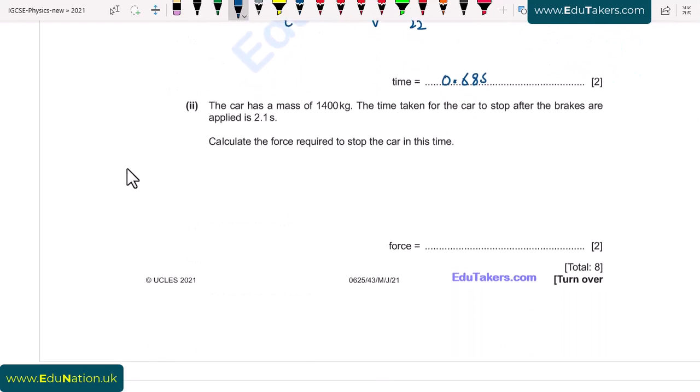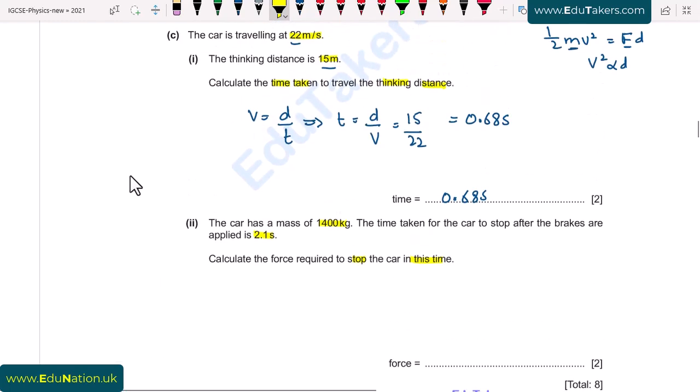The car has a mass of 1400 kg. The time taken for the car to stop after the brakes are applied is 2.1 seconds. So here mass is given and time is given. Calculate the force required to stop the car in this time. It means that first the car is moving at the speed of 22 meter per second, that is given here. Then it stops. It means that the final velocity is equal to 0 while the initial velocity is 22 meter per second and time is also given.